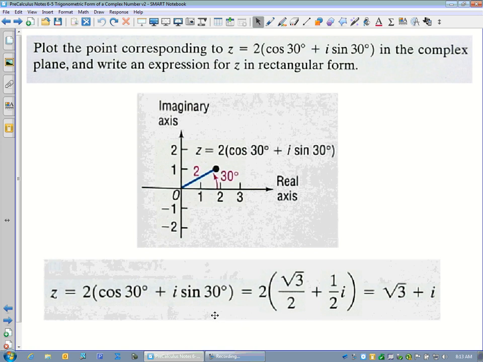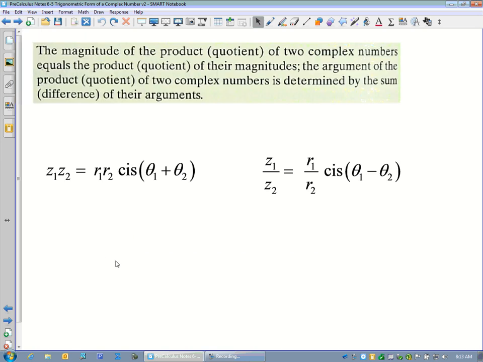Alright, let's look at some other advantages of polar form. We can take shortcuts when we either multiply or divide complex numbers. Now, here's the official definition of it. The magnitude of the product is going to be the product of their magnitudes, and the argument of the product is going to be the sum of the arguments. And the same holds for quotients. The magnitude of the quotient is the quotient of the magnitudes, and the argument of the quotient is the difference of the arguments.